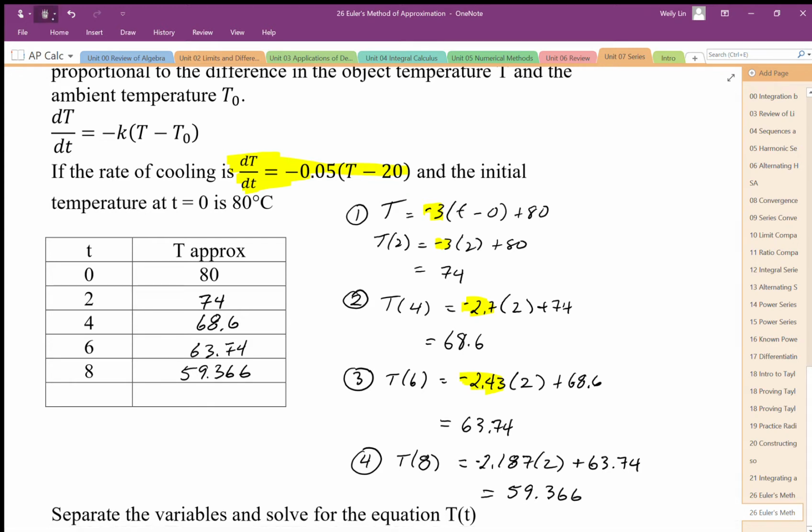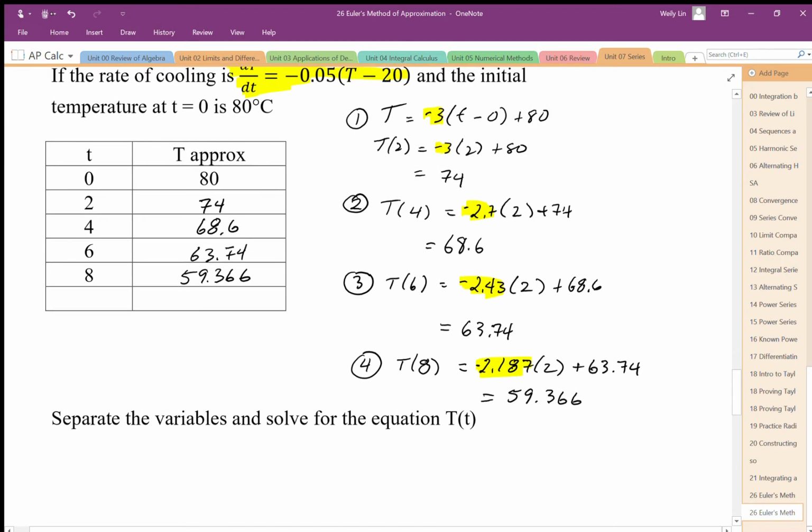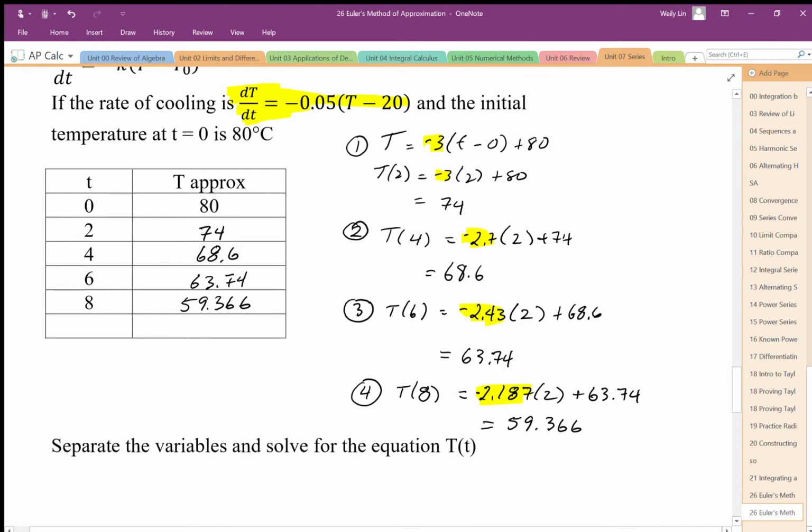There's one more slope here that I haven't highlighted. These are my slope values that I'm using to calculate the change in temperature, and then using that, I'm getting the next iteration. We can actually solve this differential equation because we have solved this type before, last day or a few units ago.